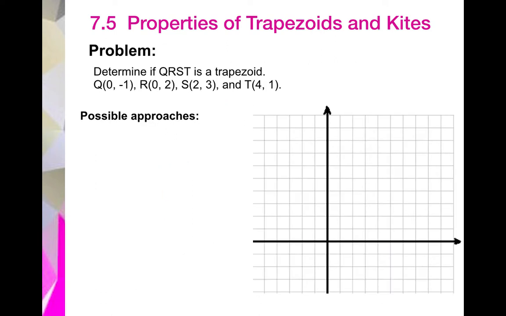Now let's take a look at QRST. Is this a trapezoid? First of all, let's graph it out. So I'm going to put Q, which is (0, -1), which is right around here. So that's Q. And we have R, (0, 2), which is right around here. And then we have S, which is (2, 3), and then finally T, (4, 1), which is right around there. So that's T. And then we'll just connect these up.